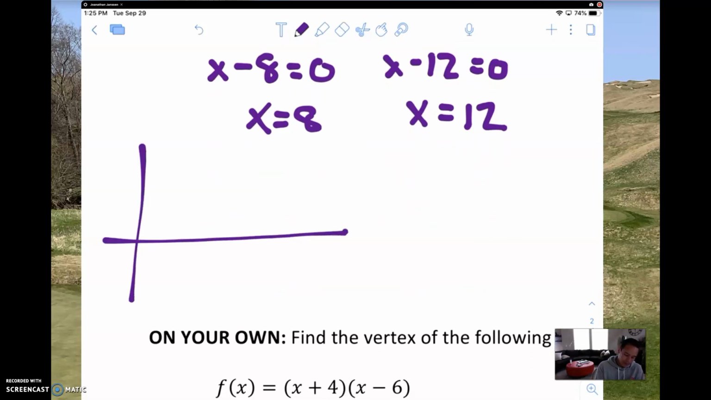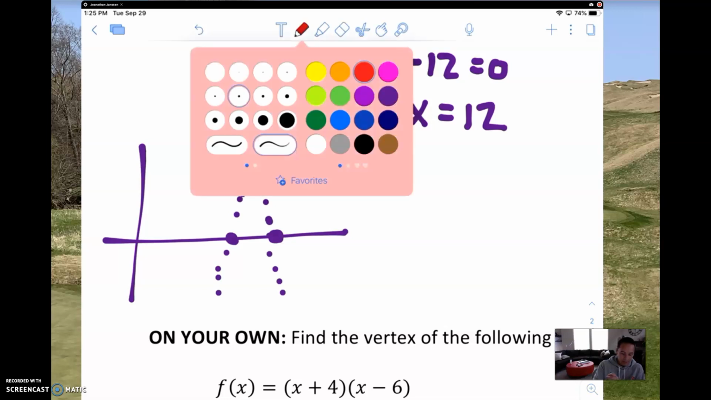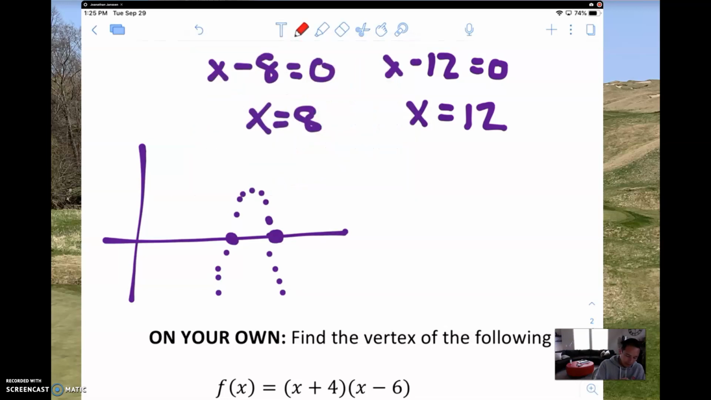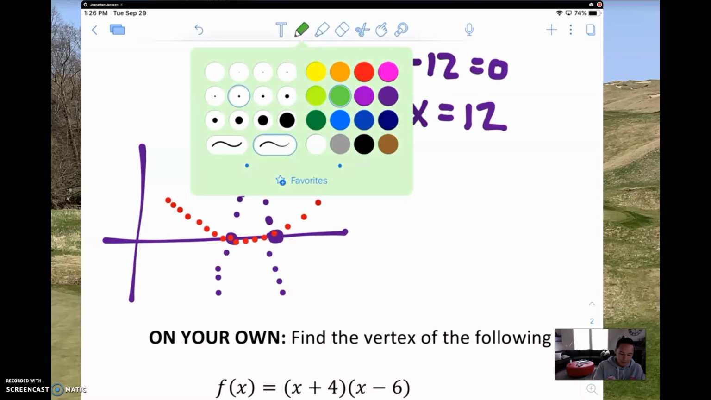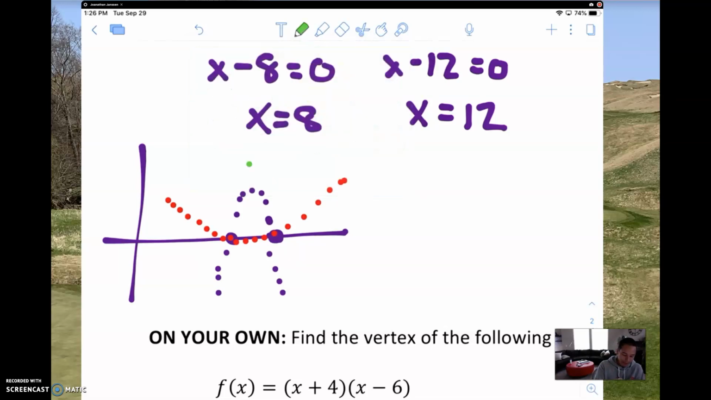Here's a graph. Let's go out to 8 here and 12 here. Now I don't know what the graph is going to look like. Perhaps it's going to open up like that. Perhaps it's going to be opening nice and wide like this. I don't really know. But one thing I do know is that no matter what, if I have those two x-intercepts, that vertex has to be right in the middle of them.